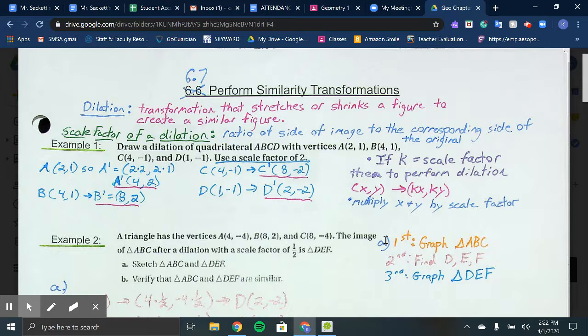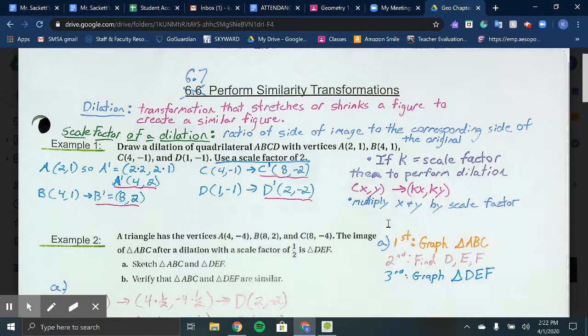So today we're looking mainly at the idea of dilations, which are transformations that stretch or shrink a figure to create a similar figure. Now again, keep in mind similar figures have to simplify to the same ratio. And then the other piece we're looking at, we already talked about scale factor of similar figures.